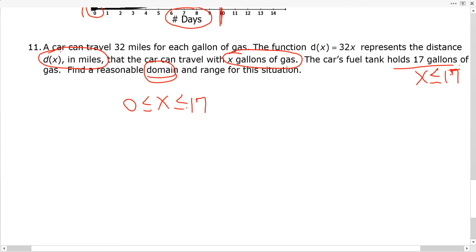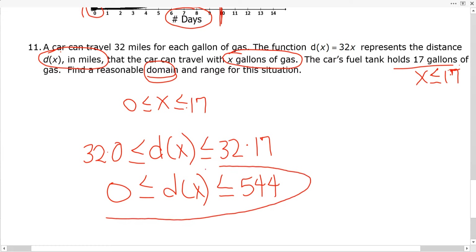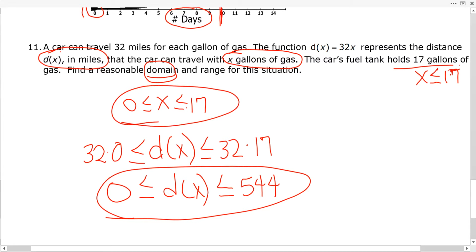If that's true, then D of X is going to be between 32 times 0 and 32 times 17. 32 times 0 is 0. And 32 times 17 is 544.